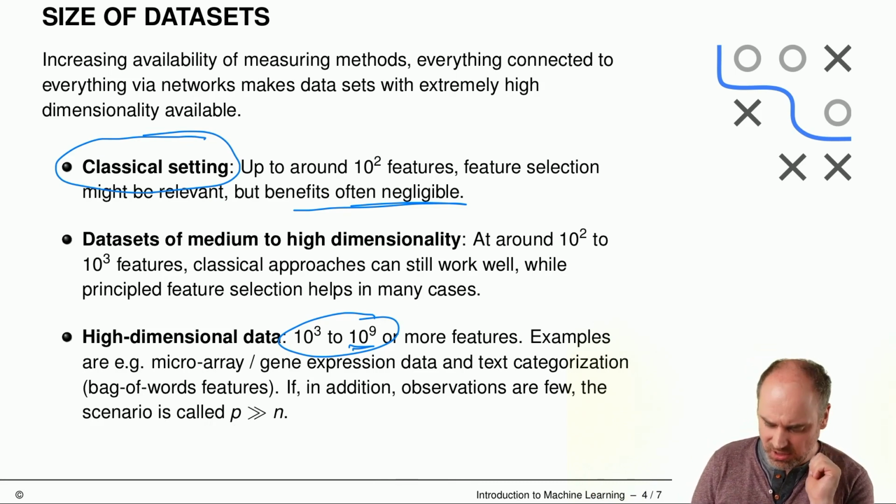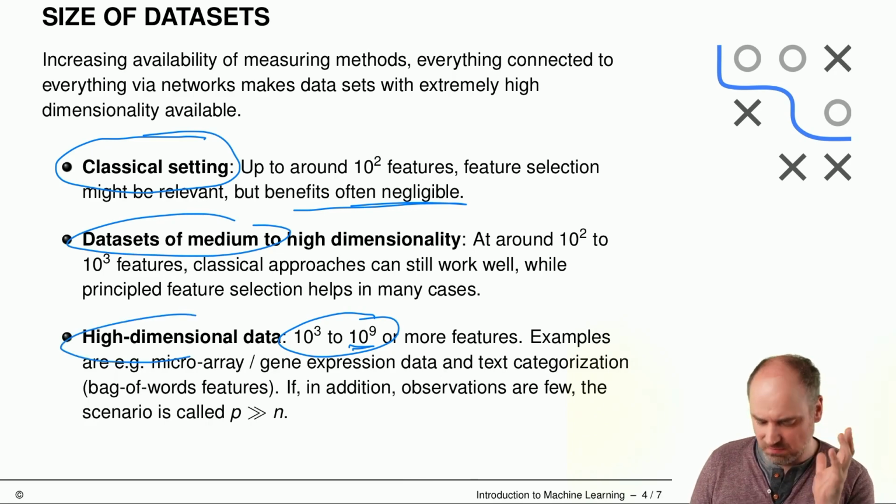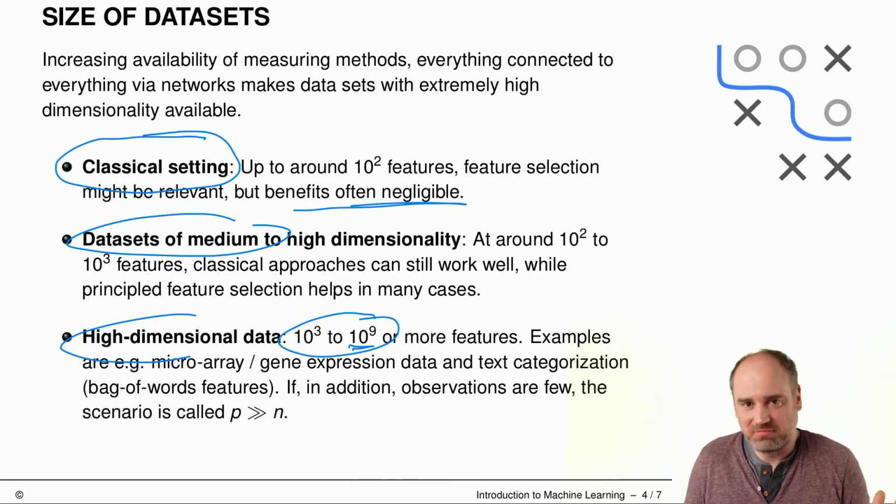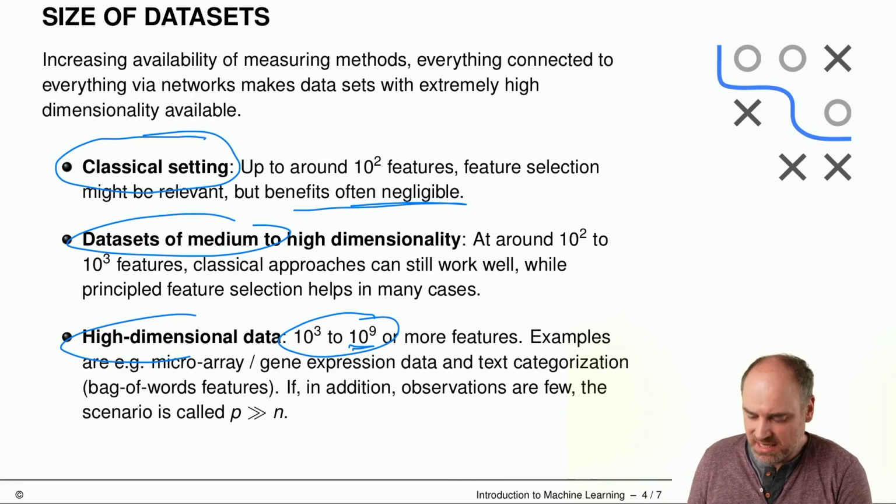Why are we nowadays seeing these much higher dimensional data sets more often? Well, we are now able to measure basically everything pretty much automatically. Everything is now kind of a computer or a thing with sensors.